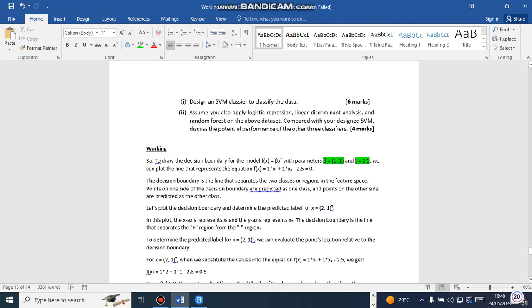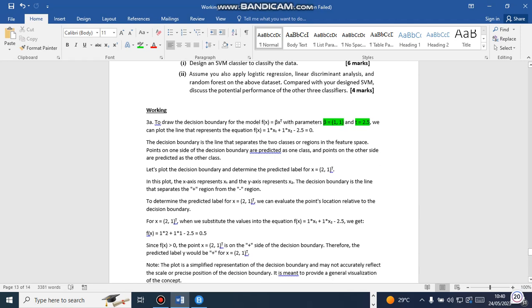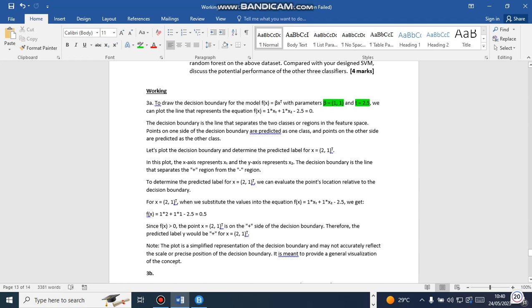This is the line that represents the equation. The decision boundary is the line that separates two classes or regions in the feature space. Points on one side of the decision boundary are predicted as one class. The points on the other side are predicted as the other class. So what we do is to use the plot decision boundary to determine the predicted label for x equals 2 and 1. This power t is given in the question.